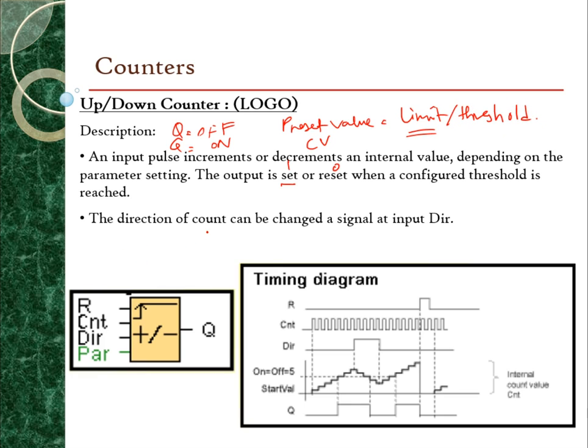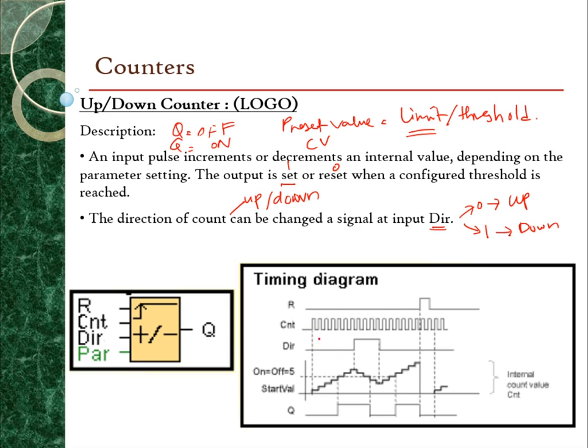The direction of the count can be either up or down, by changing the signal at the input direction here. So if the direction is 0, it will count up. If the direction is 1, it will count down. Okay, let us see the timing diagram.